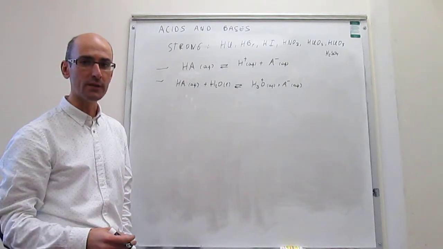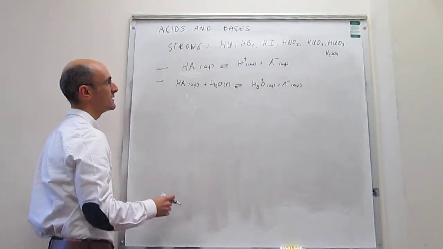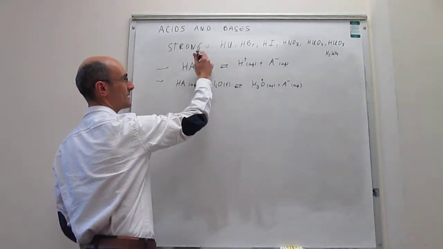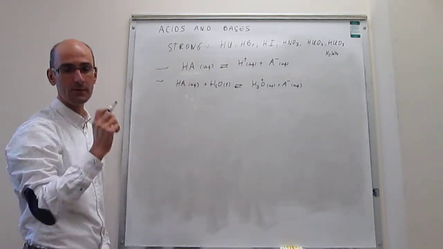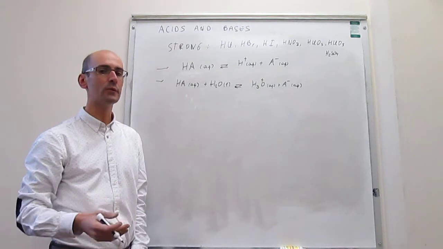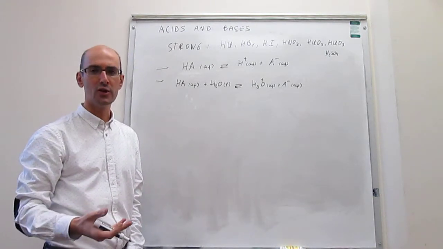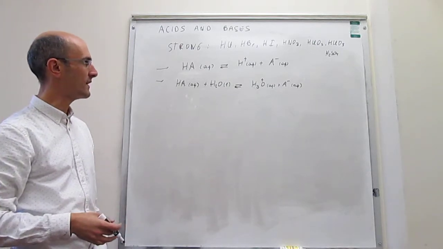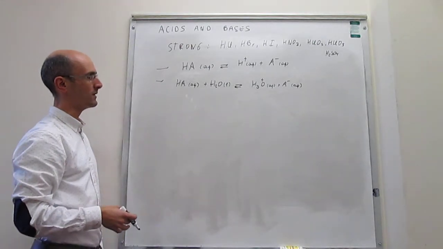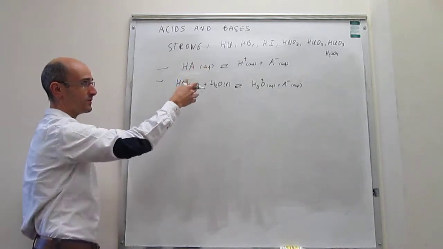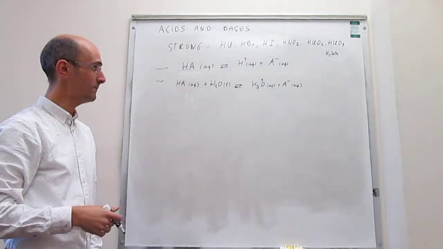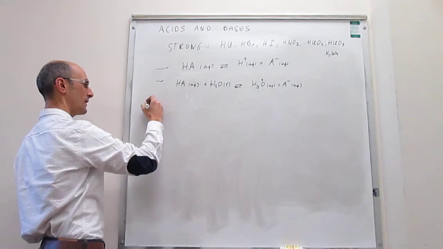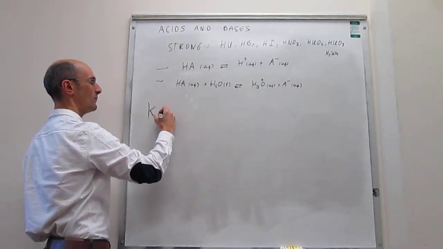A weak acid will be exactly the opposite. In a weak acid, the equilibrium will be displaced mostly to the left, so that there are very few protons in solution. You have mostly undissociated acid. That is one of the first distinctions between weak and strong acids that we can make by simply looking at the equilibrium. We can also write the equilibrium constant for both of those processes.